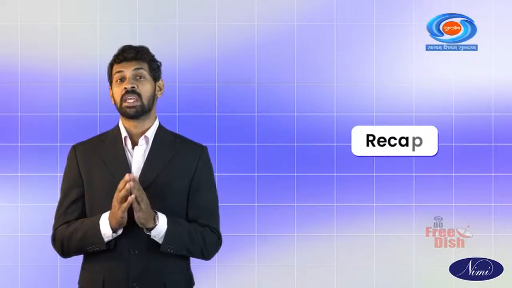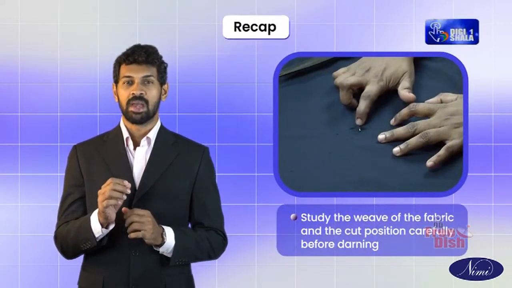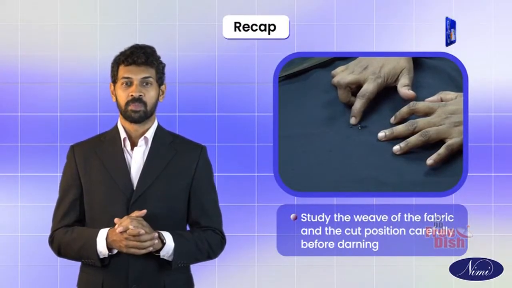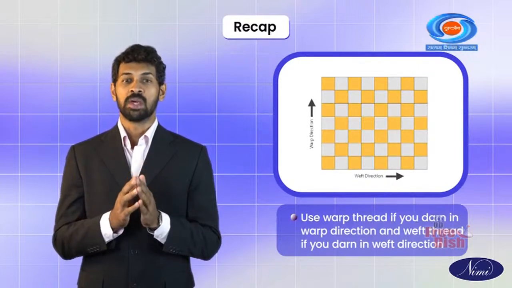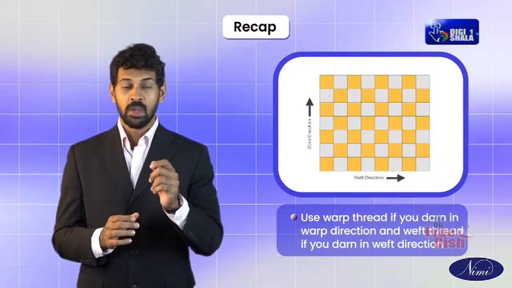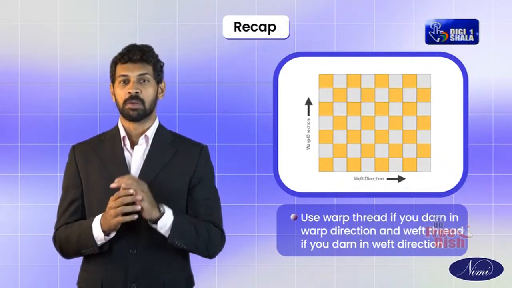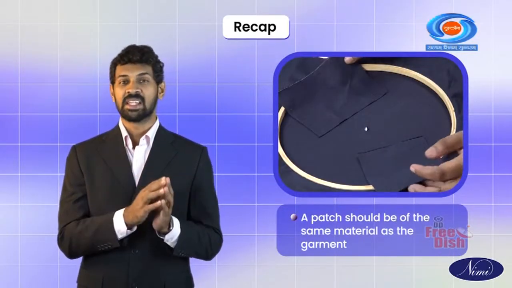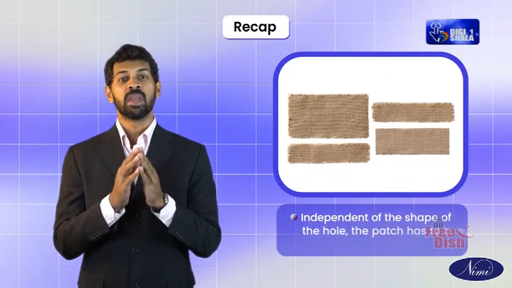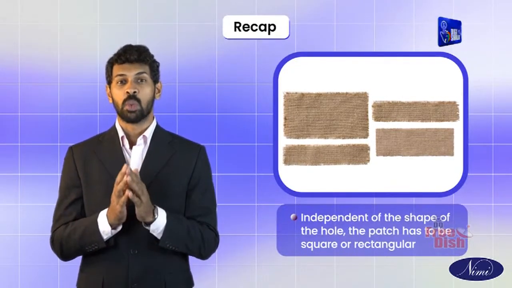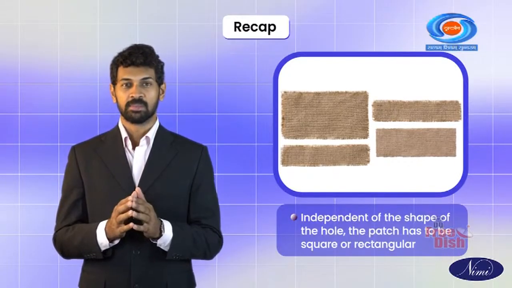Let's recap the key points discussed. Study the weave of the fabric and the cut position carefully before darning. Use warp thread if you darn in warp direction and weft thread if you darn in weft direction. A patch should be of the same material as the garment, independent of the shape of the hole. The patch has to be square or rectangular.